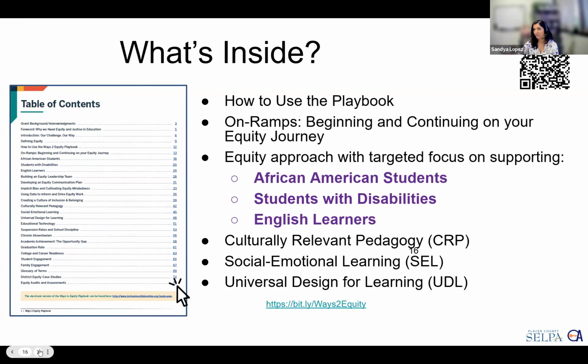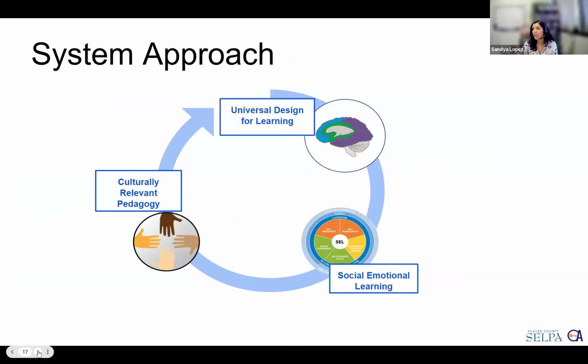Sorry, my graphics are not amazing, but this is a quick snapshot of the table of contents in the Waste to Equity Playbook. Again, that original playbook. What you'll see in that original playbook is how to use the playbook, what the on-ramps are. This is how you can begin or continue your equity journey. And again, it's not a checklist. It looks like one, but it's not. It shouldn't be used as a checklist. It's really about seeing where you might be and where you need to move at any given time. Equity approach with targeted focus on those 3 groups, and then there's this focus on CRP, culturally relevant pedagogy, and we also make the distinction between culturally relevant, culturally sustaining, social emotional learning, and then universal design for learning. Next slide.